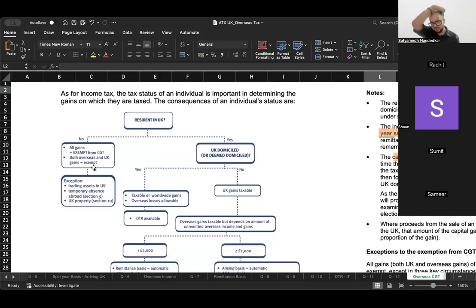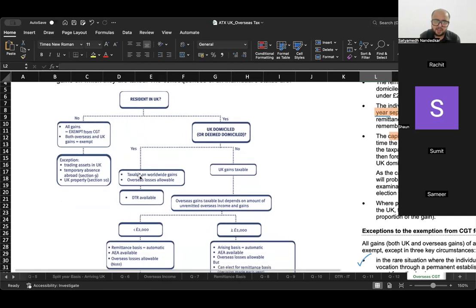There are three exceptions, वो देखते हैं बाद में. But if a person is resident in the UK, ask the question, is he also domiciled in the UK or is he deemed domiciled? इनमें से कुछ होगा. If the person is UK domiciled, the answer is yes. Then taxable on worldwide gains and overseas losses are allowable, which means let the person have a capital gain anywhere in the world. ये कटोरा लेके खड़े हो जाएंगे कि yes, levy tax on us, we are going to levy tax on you wherever that property might be situated, even if it is situated in some part of Australia. You are taxable on worldwide gains and DTR will be available.